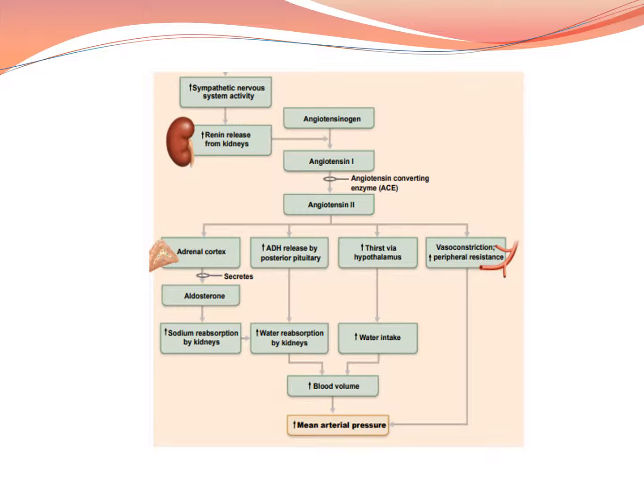Angiotensin 2 stimulates the posterior pituitary to release antidiuretic hormone, or ADH. ADH increases the absorption of water in the kidneys, which increases blood volume, resulting in an increase in blood pressure.